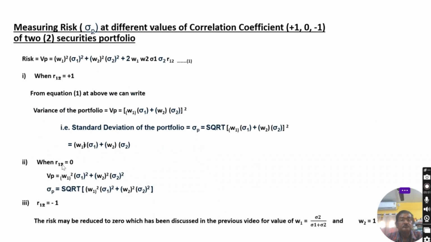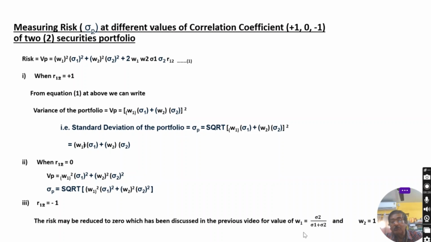Now when R12 is equal to -1, that case specially I have discussed in my previous video. If the correlation coefficient between the returns of the two securities is -1, then the risk may be reduced even to zero. You can reduce the risk to zero. How the risk will be reduced to zero is also discussed in the previous video.